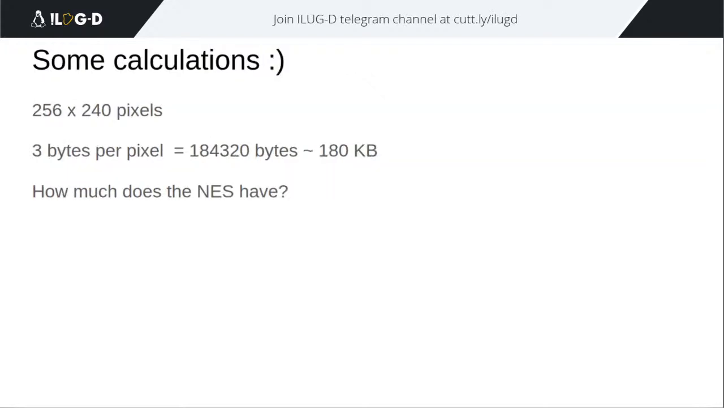So let's look at some calculations about why the Nintendo Entertainment System does things the way it does. The NES has a resolution of 256 by 240 pixels. Let's assume that we take an RGB array for this pixel grid. Each time the picture processing unit wants to output a frame, it will output 3 bytes per pixel, which is around 180 kilobytes. So for doing it the normal RGB way, we need 180 kilobytes. But how much does the Nintendo Entertainment System actually have? It has just 2 kilobytes of memory. So understandably, the Nintendo designers had to do clever stuff in how the picture processing unit renders stuff on the screen, right?